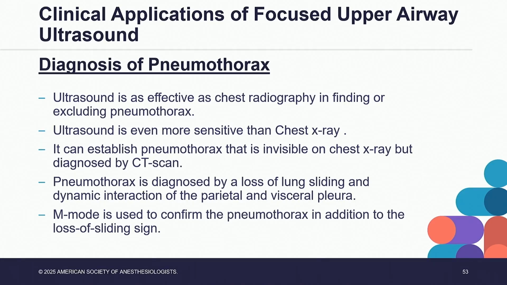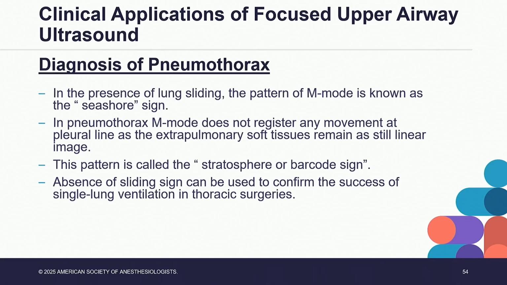Also, we can use M mode. You confirm pneumothorax in addition to the loss of the sliding sign. With the presence of lung sliding, the pattern in M mode is known as the seashore sign. In pneumothorax, M mode does not register any movement at the pleura, as the extrapulmonary soft tissues remain as a still linear image. This pattern is called the stratosphere or barcode sign. Absence of the sliding sign can be used to confirm successful single lung ventilation in thoracic surgeries.